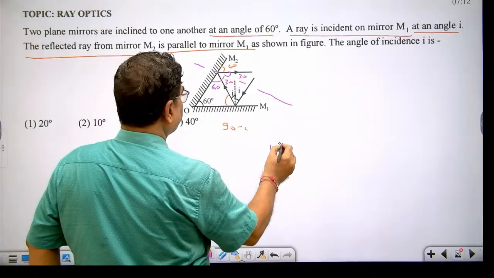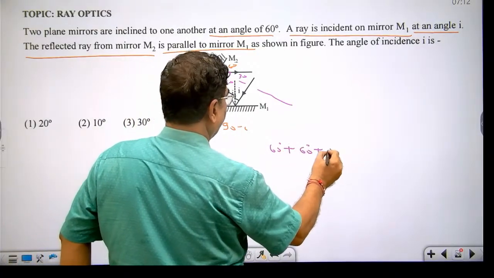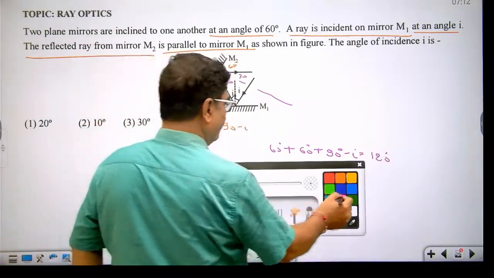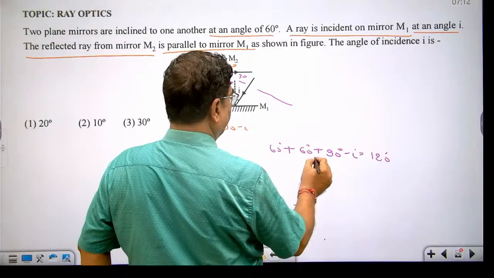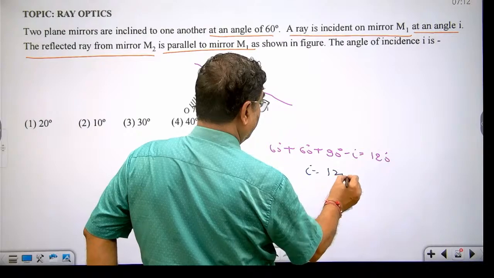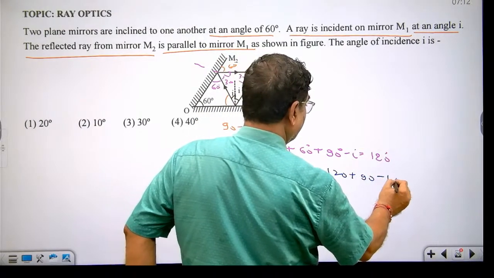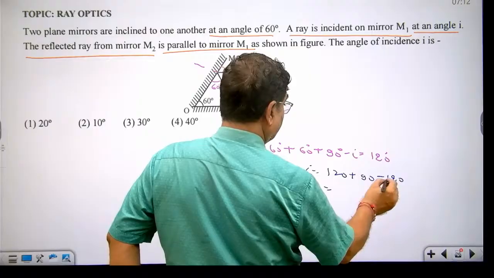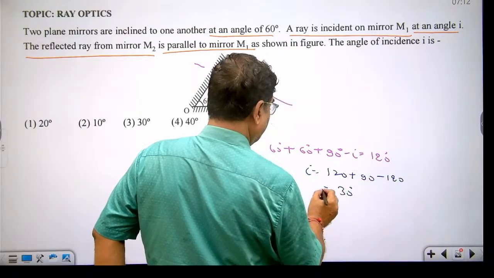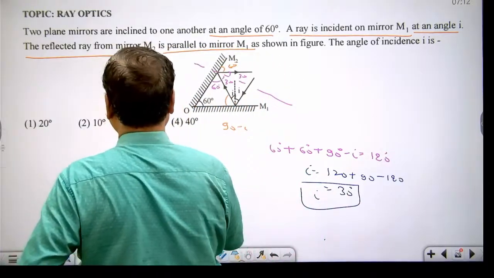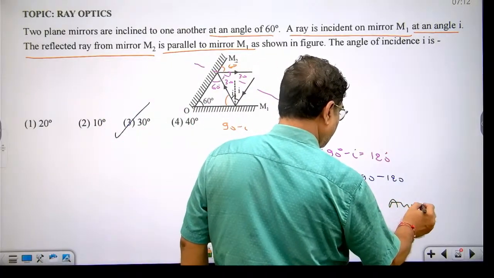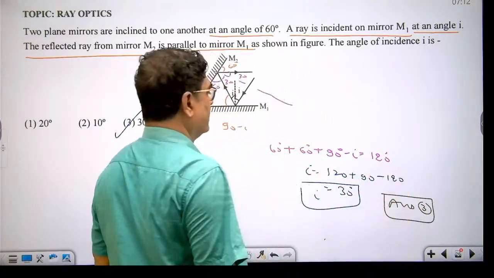So what we can say? 60 degrees plus 60 degrees plus 90 minus I should be equal to 180 degrees, because the sum of three angles in a triangle is 180 degrees. So 60 plus 60 is 120. 120 plus 90 minus 180, so this is how much? 90 minus 90 means 30 degrees. So the angle of incidence is 30 degrees. So out of 4 choices, the correct choice is option 3.